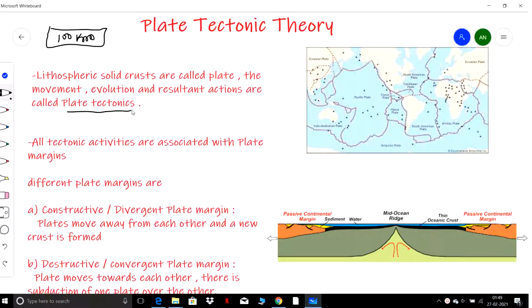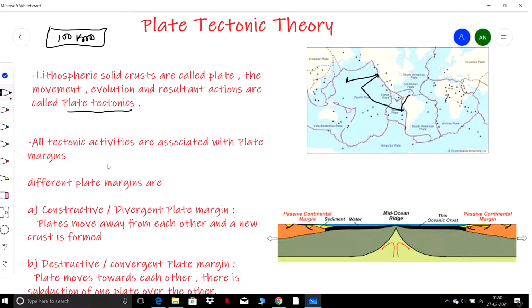Plate tectonics is the process involved in the movement, and the resultant actions of the movements, of the plates. The movement of the plates and its evolution, such as if these plates move here, it collides here, some mountains will be developed, and again it moves here. These activities are called plate tectonics. Now let's discuss the various aspects of plate tectonic theory.